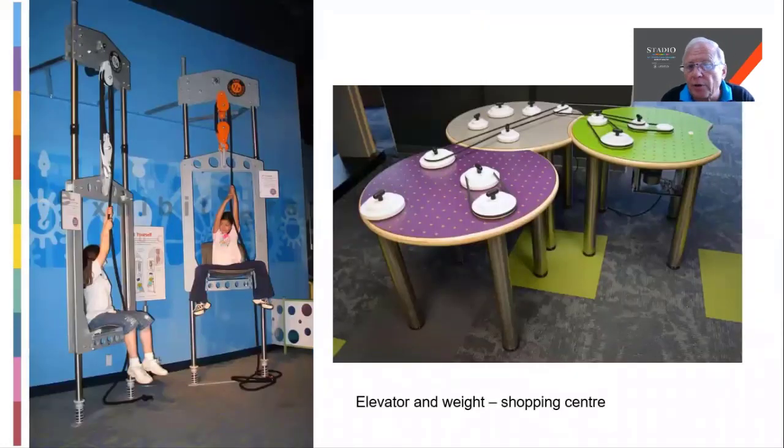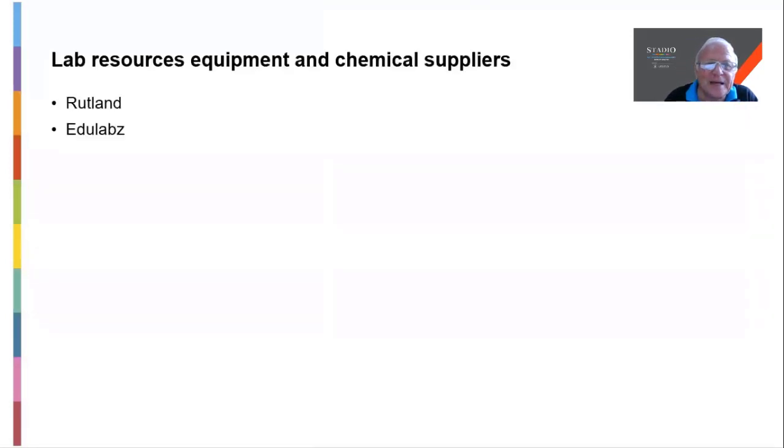This is just an example of the Science Centre in Cape Town, in Observatory. So there's lots of bits and pieces one can do. Kids get really involved. Well, so do adults. I've spent days in science centres in my life. The resources and equipment: Rutland is always the old traditional one, you can get just about anything from them if you can afford them. They're pricey.